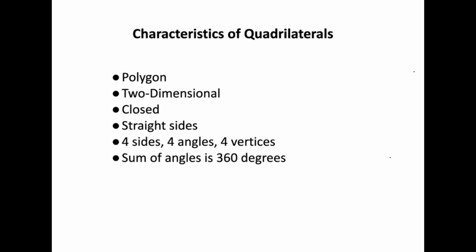In this video, we're going to talk about the characteristics of quadrilaterals. A quadrilateral is a type of polygon, and it's two-dimensional. What this means is that it only has a length and a width, and it's flat. A quadrilateral is also closed, meaning we don't have a shape like this, where there's an opening. We have straight edges and not curved edges, and then a quadrilateral means four. So a quadrilateral has four sides, 4 angles, and 4 vertices. Finally, the sum of the angles, or when you add all of the angles, you get 360 degrees.